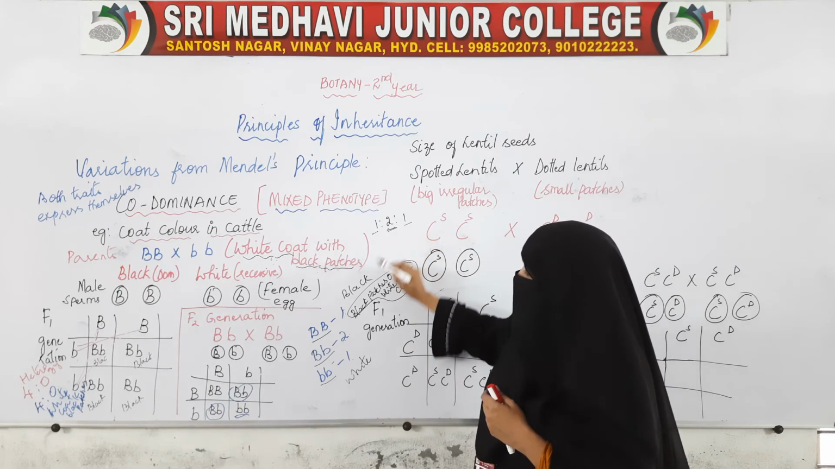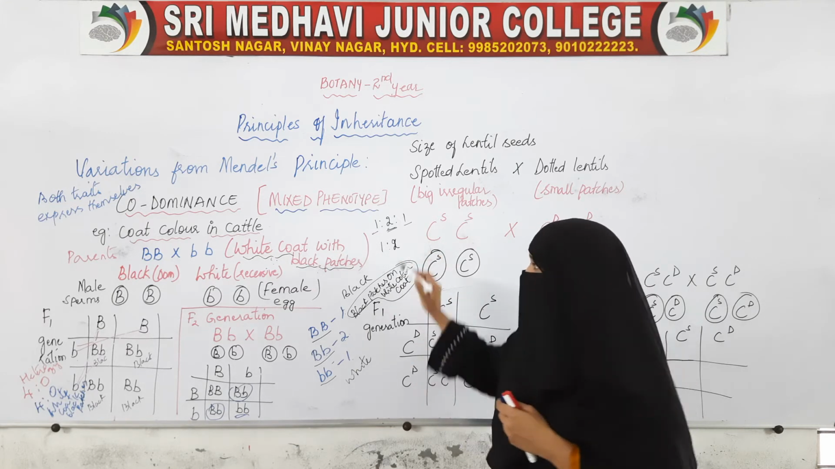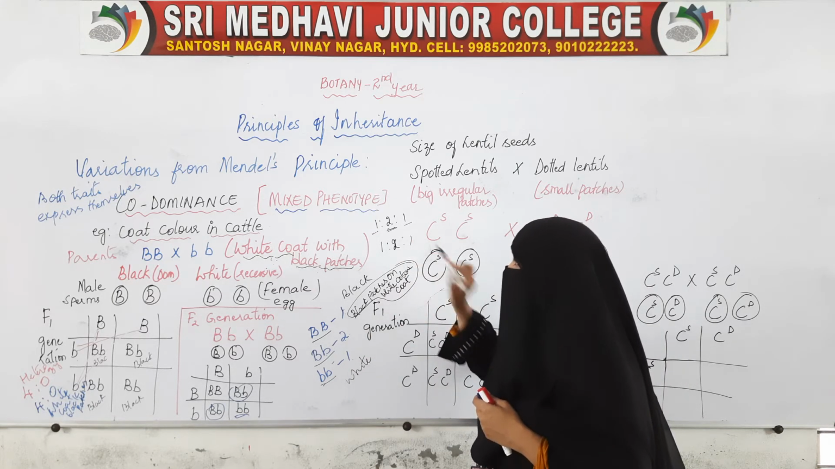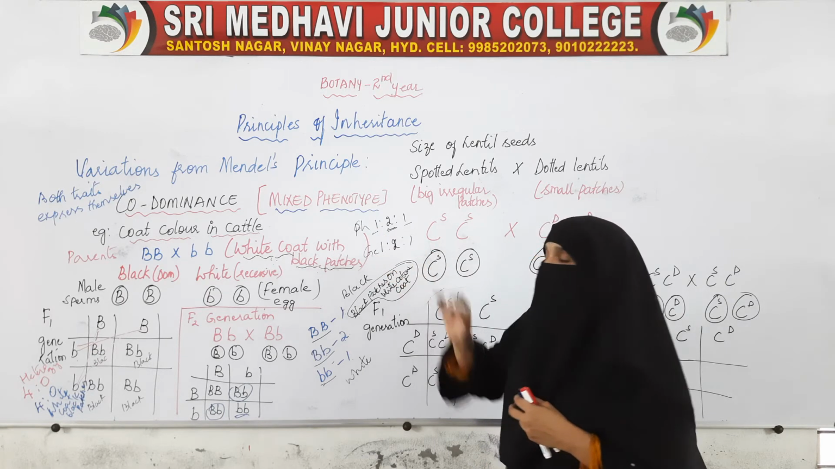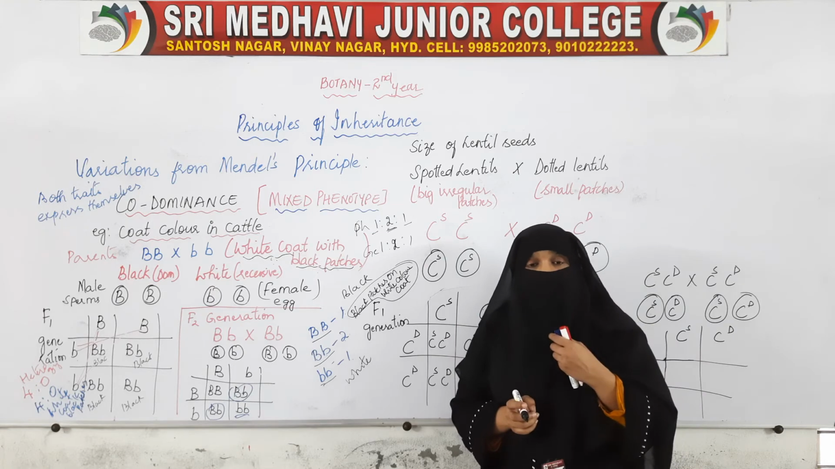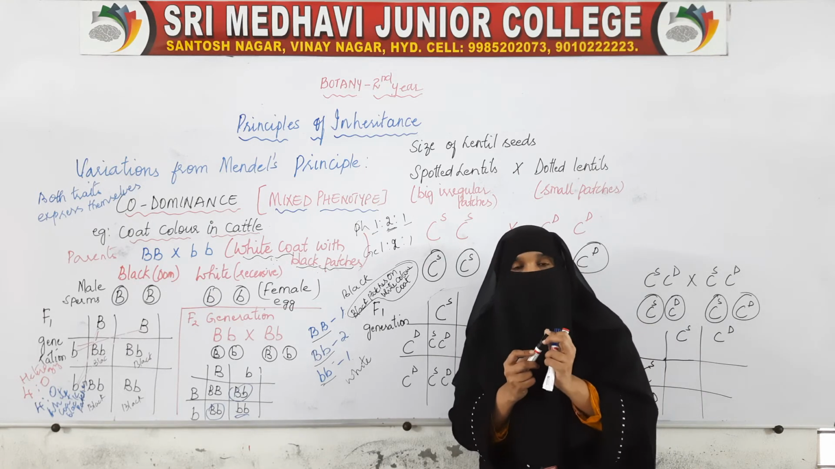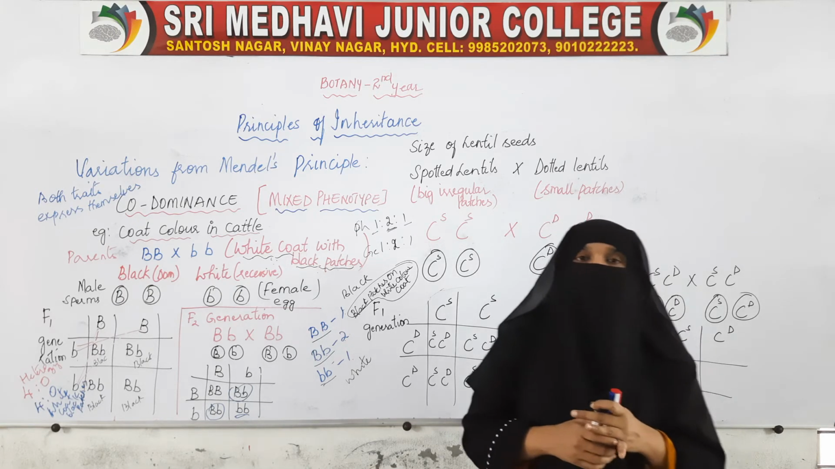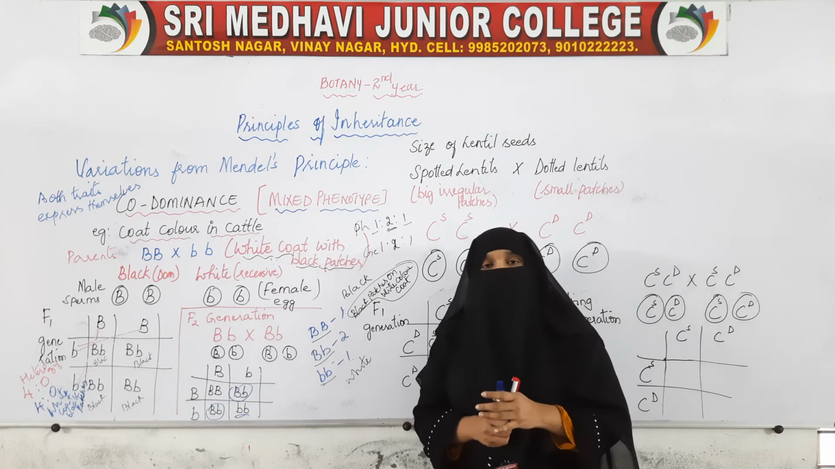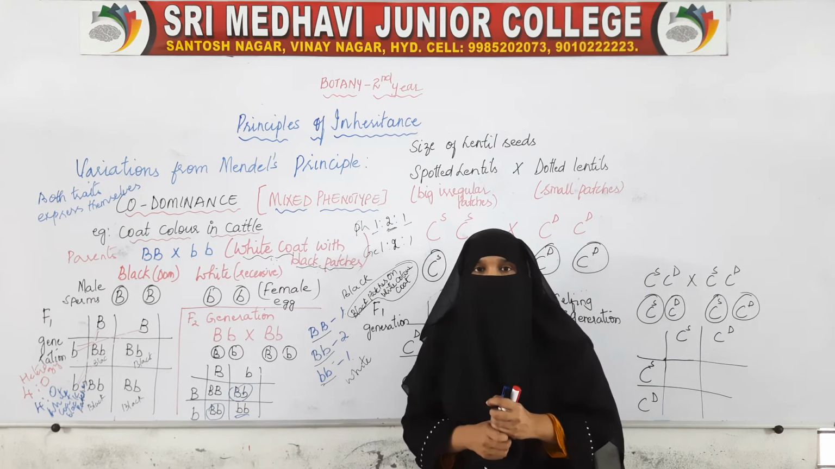So the genotypic ratio is also 1 capital B capital B, 2 capital B small b, and 1 small b small b. So the phenotypic ratio and genotypic ratio are the same. In the F2 generation, both phenotypic and genotypic ratios are the same. In codominance also, and in incomplete dominance also, both genotypic and phenotypic ratios are the same.